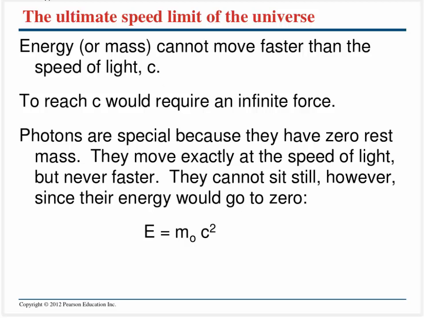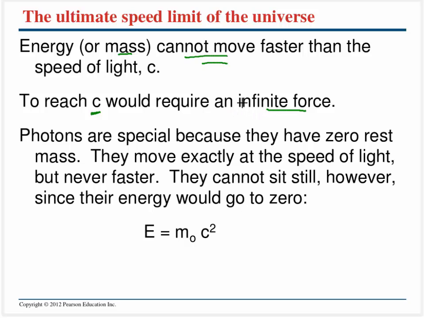So this once again leads us to the ultimate speed limit of the universe. What Einstein realized is that energy or mass, which are interchangeable, cannot move faster than the speed of light, or 3 × 10⁸ meters per second. And even if something had mass, in order to reach c, it would require an infinite force and it would have infinite energy, and that would be unattainable.